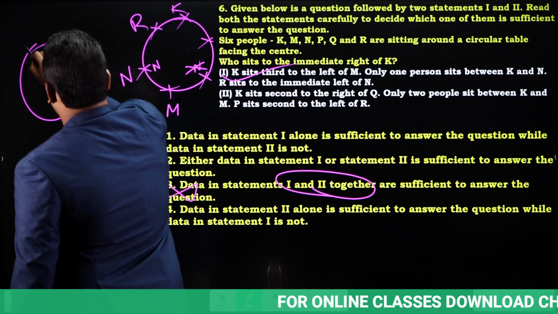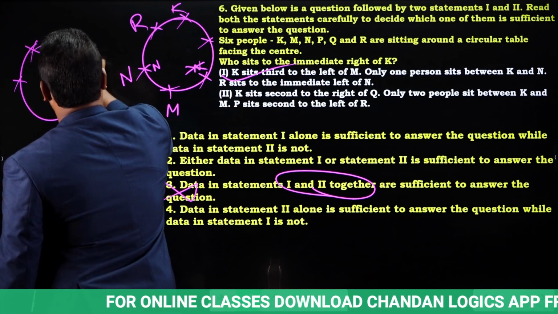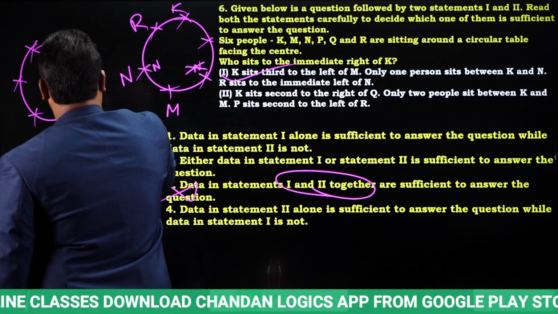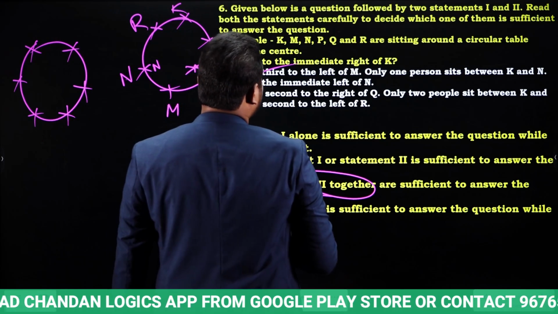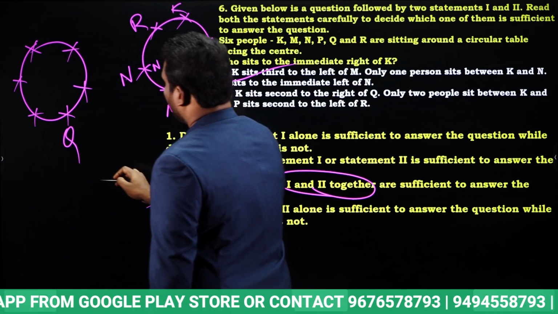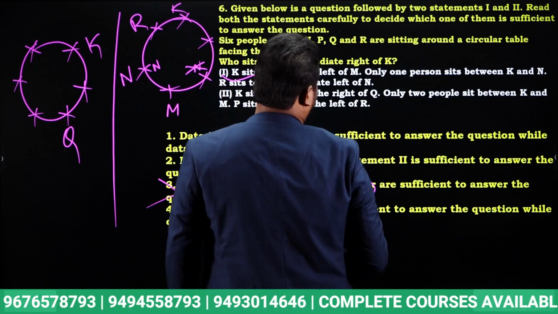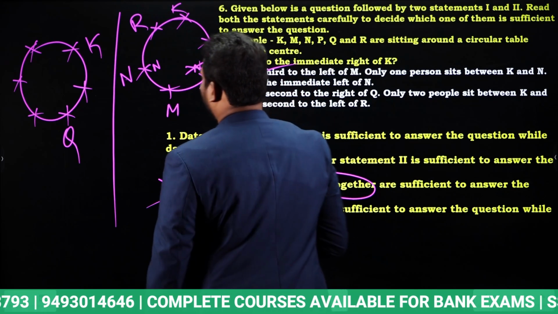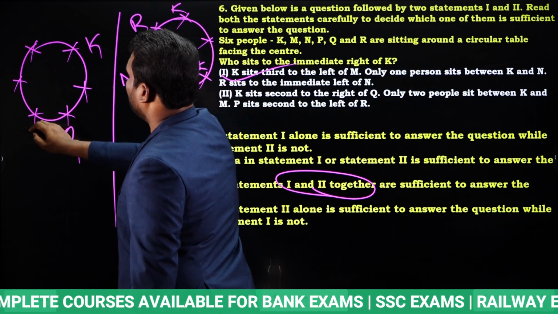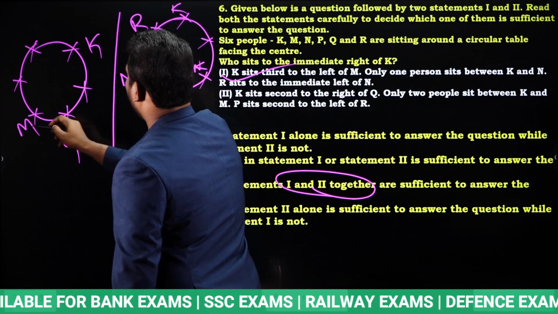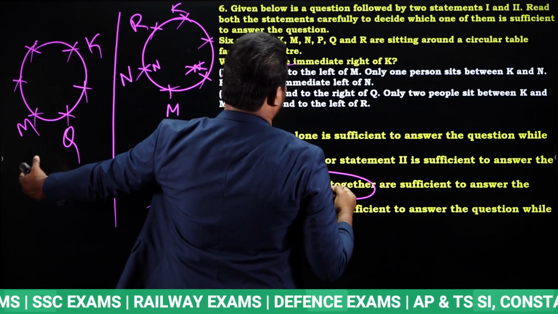Now look at the second statement also. What is the first condition? K sits second to the right of Q. Now this is Q. K sits second right: first right, second right. Next, only 2 people sit between K and M. K, 2 people, M. Which means if this is K, definitely this should be M.